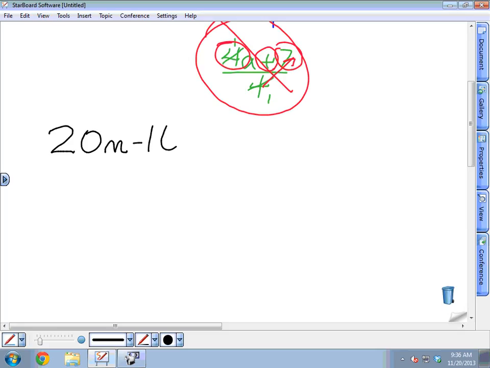20n minus 16 over 4. Now, when I don't have a binomial in the denominator, doesn't it make sense to look at the numerator and say, what goes into both of those numbers? If I have a binomial on the top, doesn't it make sense that 4 is going to be the one thing that gets divided into something? What are 16 and 20? What's their greatest common factor? 4, right? So let's take out a 4.